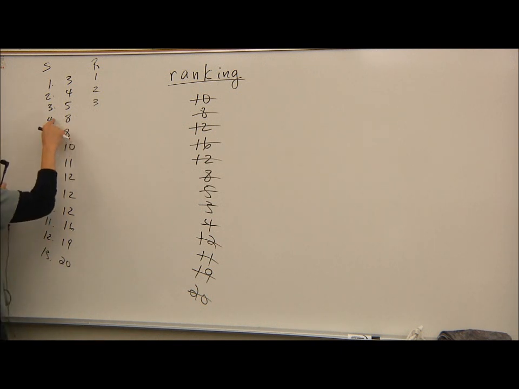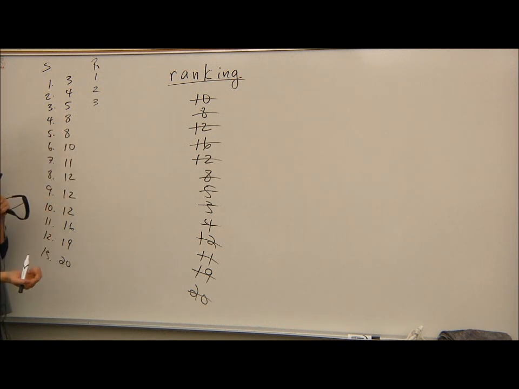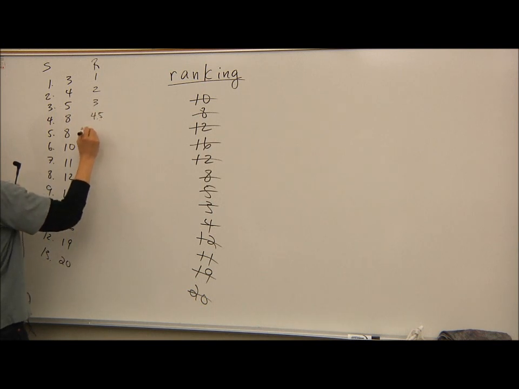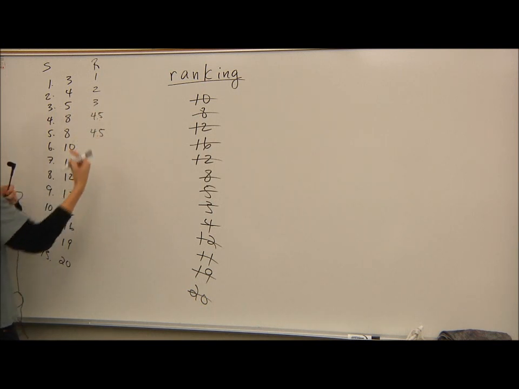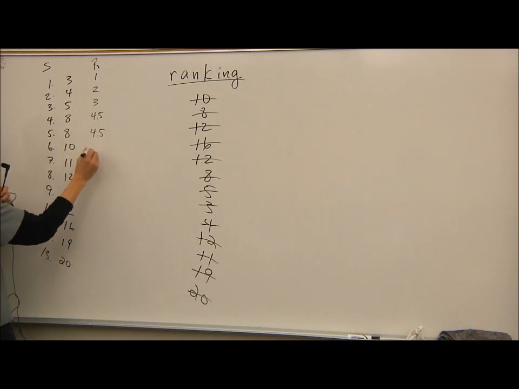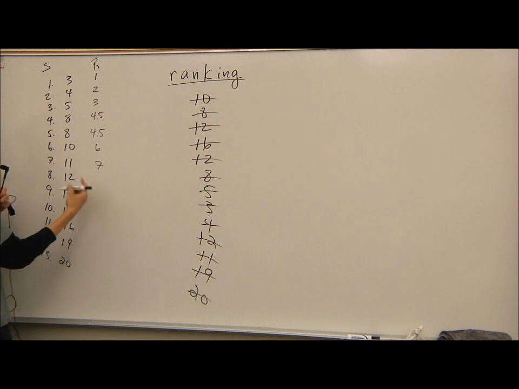So notice we have spots 4 and 5. If you average that, you get 4.5. Is everybody with me on that? So 8 gets a rank of 4.5. And then you pick up with the next spot. So the next rank should be 6. Is everybody with me on that? So 6, 7, and then we have a 3-way tie.